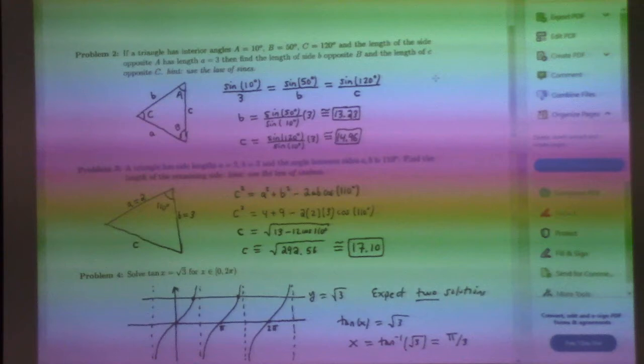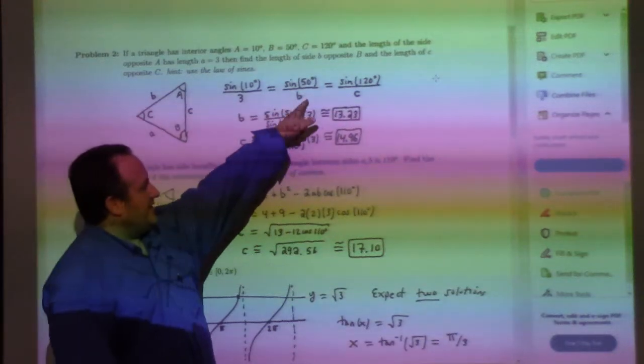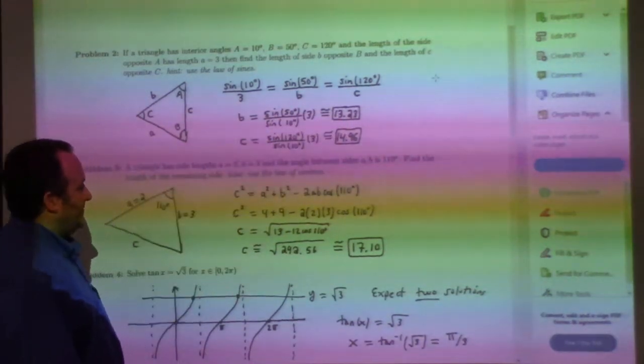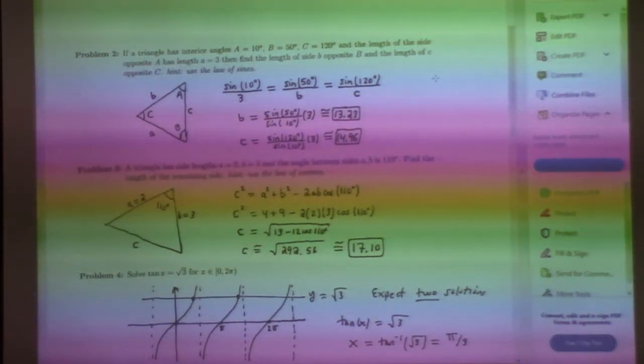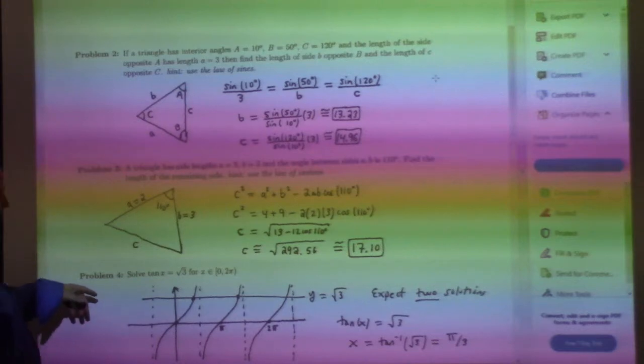So, of course, the law of sines says the sine of the angle over the length of the side opposite is a constant for all 3 sides. And so you have this equation, well, 2 equations, really, 3 equations. And so all I do is just solve for B and solve for C, and I get 13.23 and 14.96.